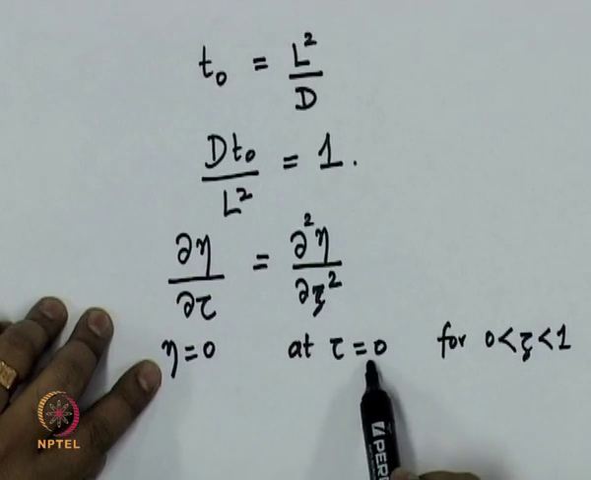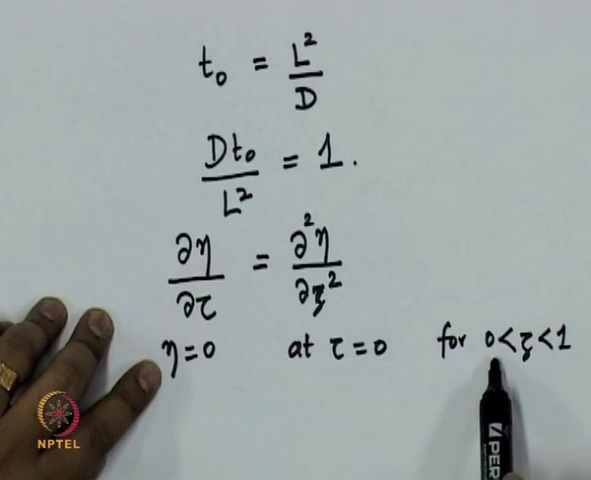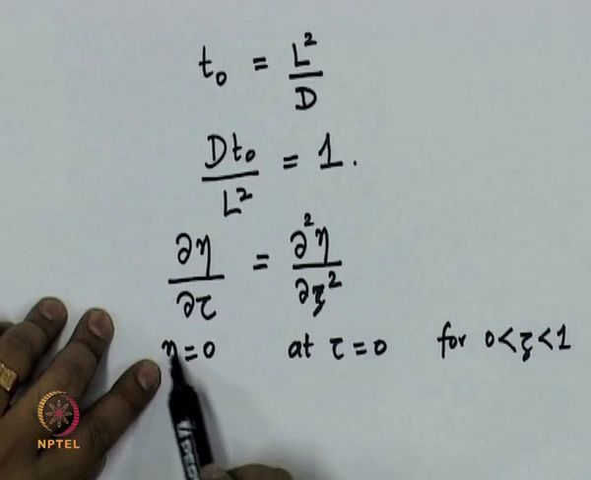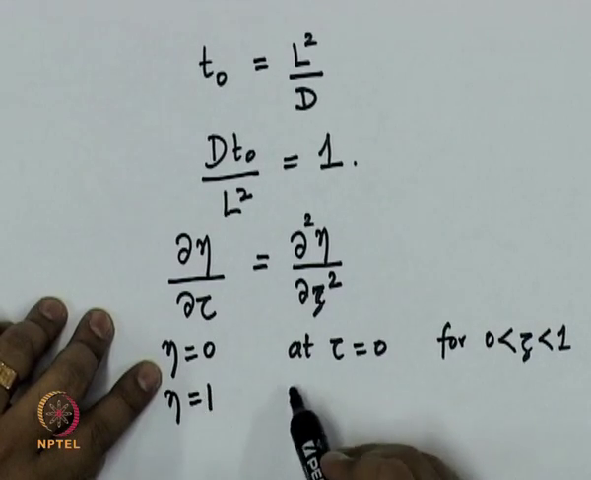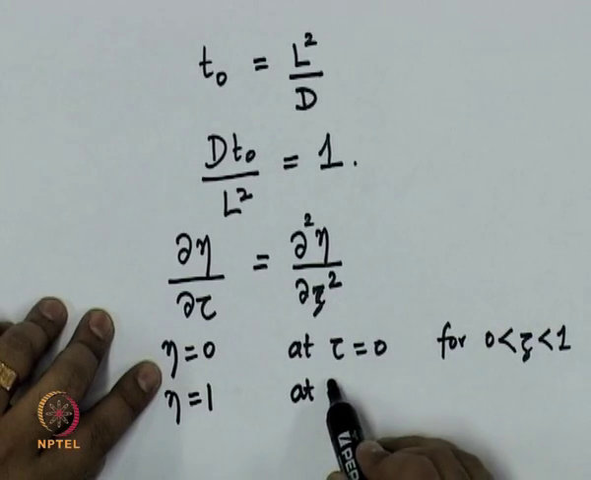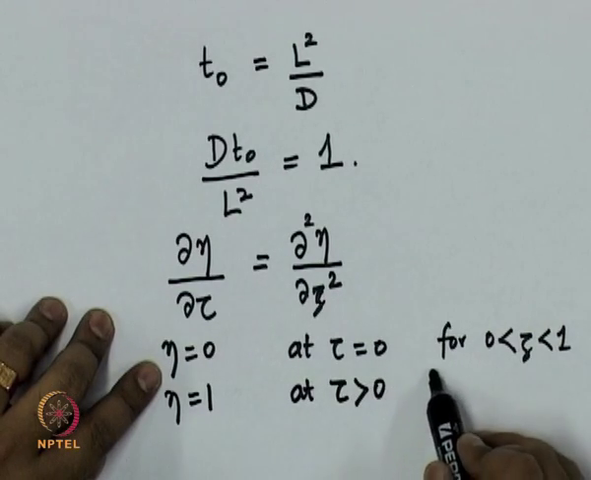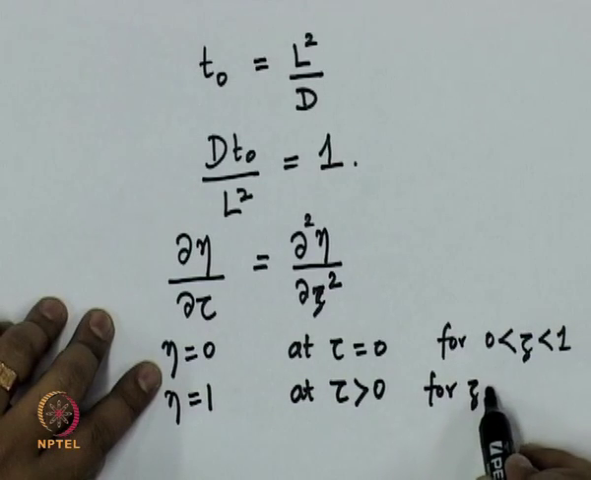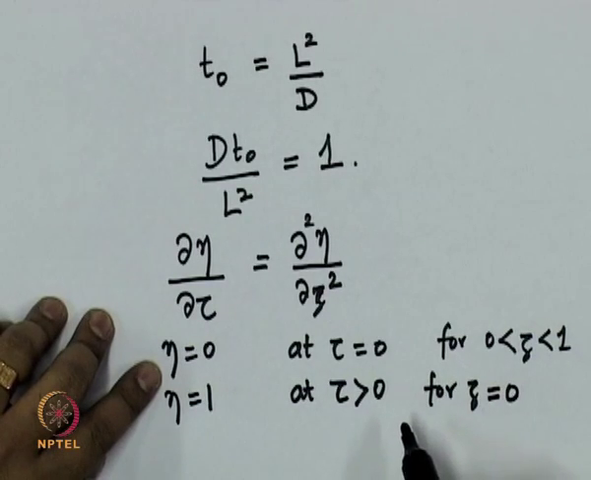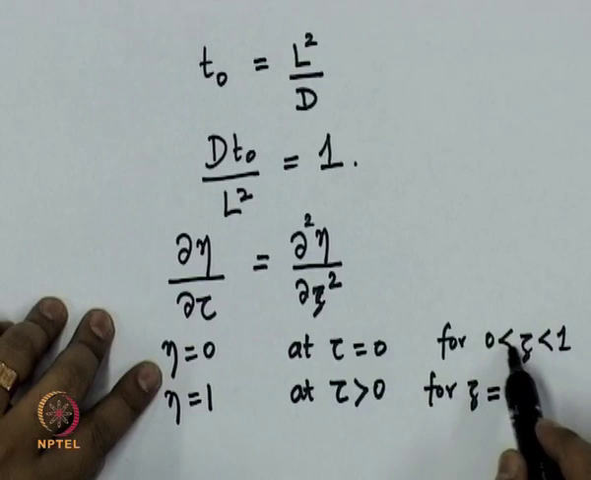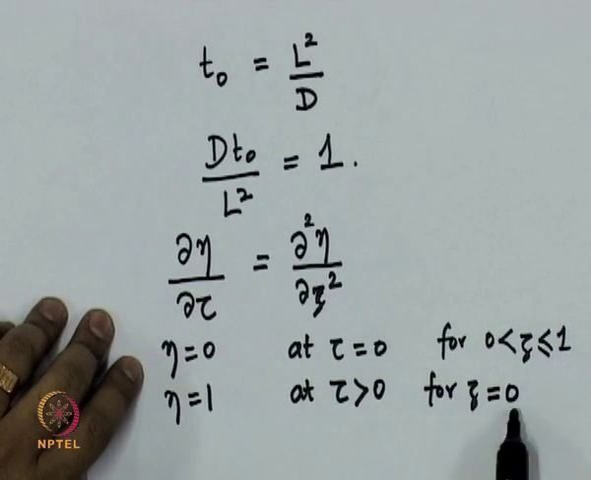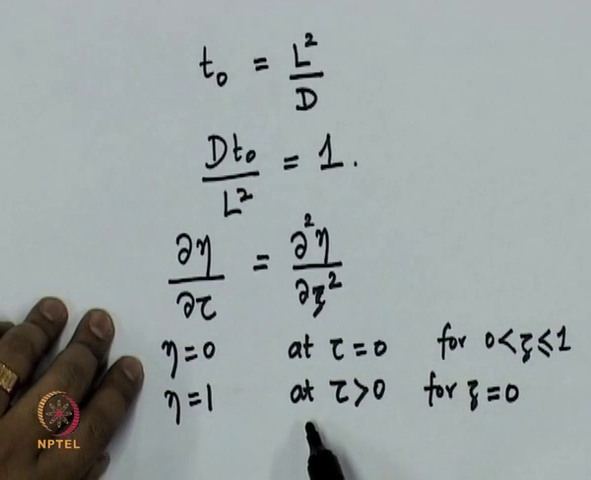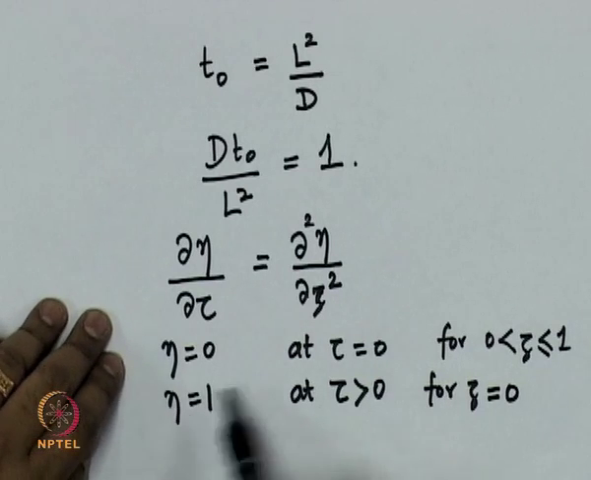because at time t equal to 0, we are going to have this eta to be 0 everywhere, and then eta becomes 1 at all tau greater than 0 for z equal to 0. Okay. So, here it is 0 less than z less than or equal to 1, we are excluding 0 because at that point we are always going to have a concentration. Okay. So, this is the boundary condition.